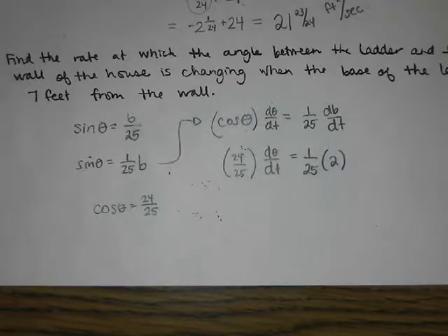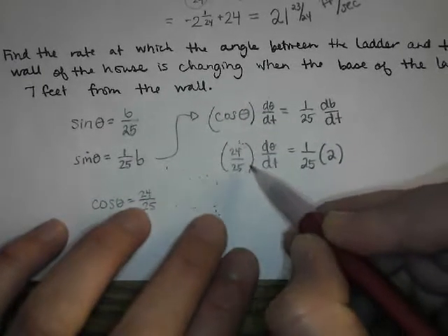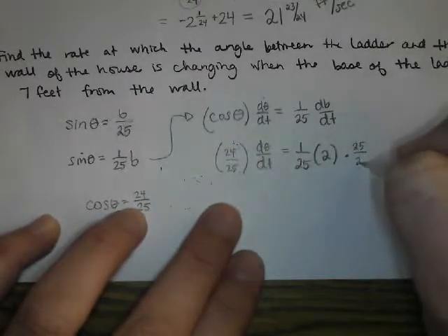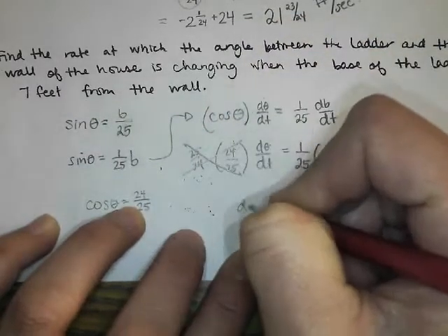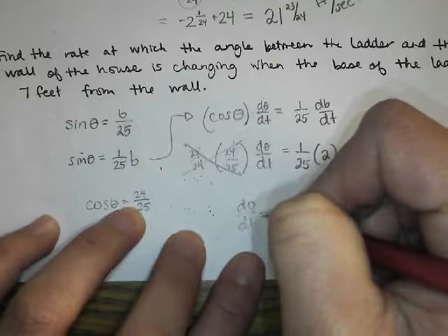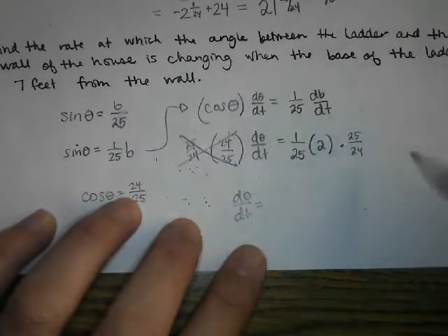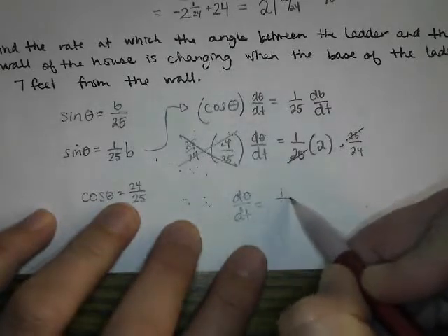Do we follow? Okay? So when we divide both sides by 24/25, aka we multiply by the reciprocal, 25 over 24, on both sides, we get that d theta/dt equals, our 25s are going to cancel, and we get 1/12. 1/12, what's the unit?